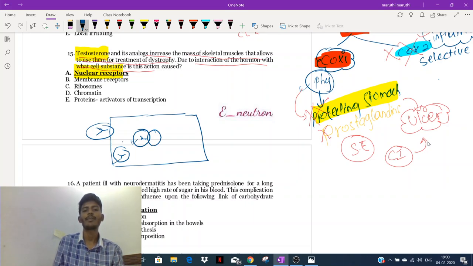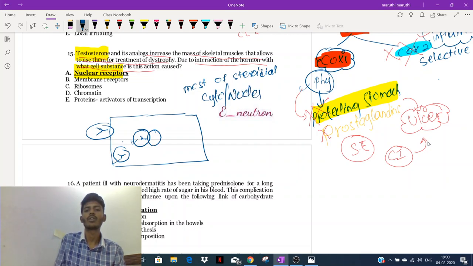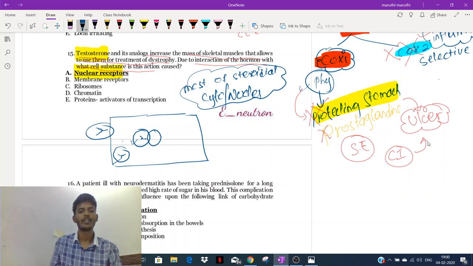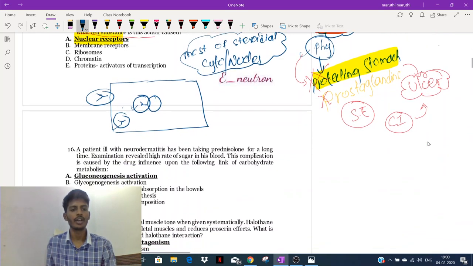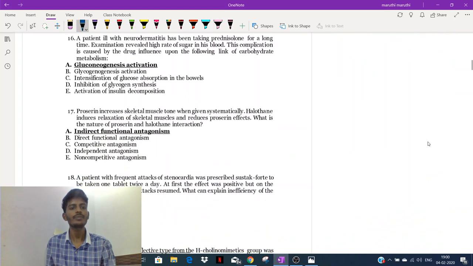Usually the way I remember it is that most of the steroidal hormones have cytoplasmic or nuclear receptors. So this is how I remember this. If that's useful, you can remember. Okay, sure. Now let's go to the next question. That was question number 16.